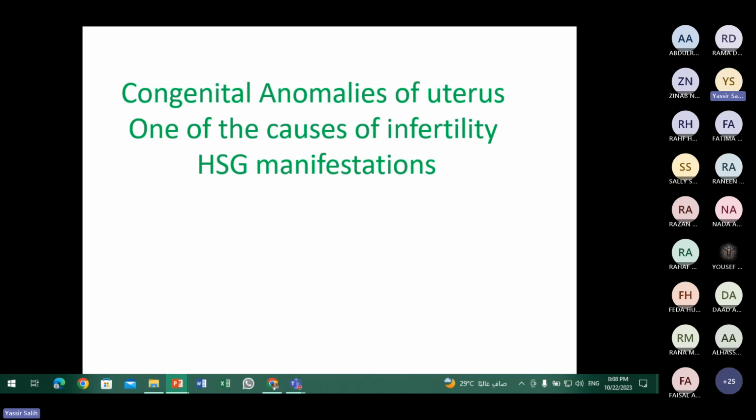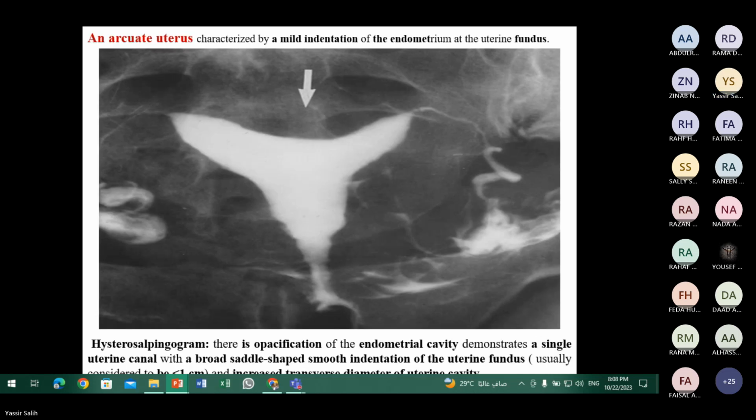Okay, we covered the introduction to the techniques. Now we are going to discuss some abnormalities. We start with congenital anomalies. The first one is arcuate uterus, which is characterized by a mild indentation.